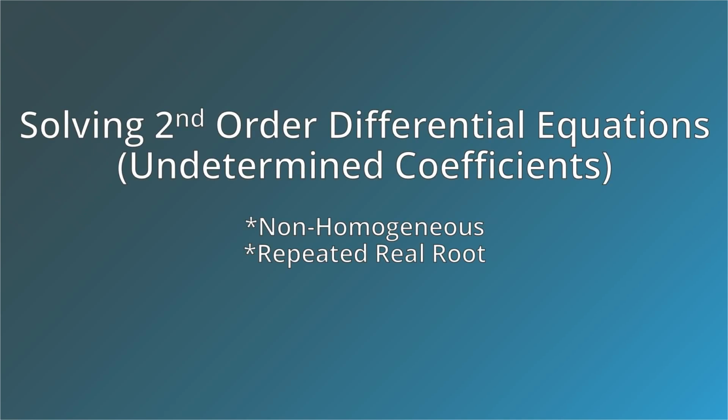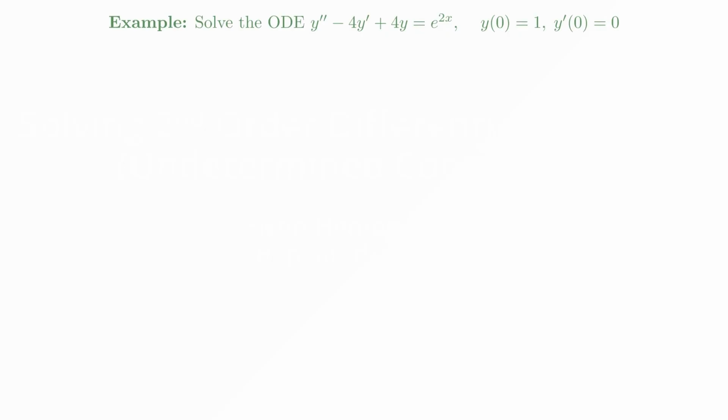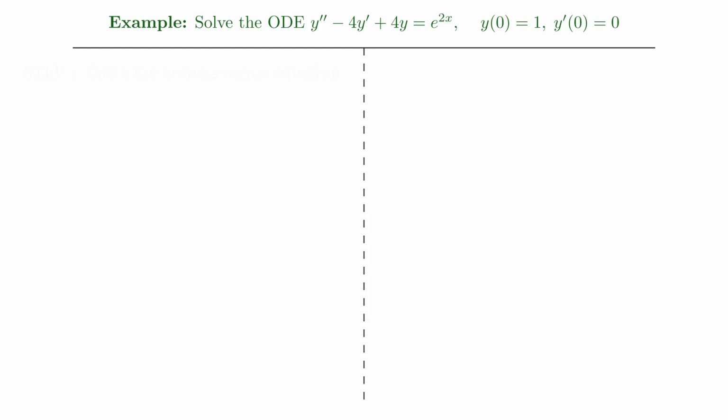In this video, we're solving a second-order differential equation using the method of undetermined coefficients. For this example, we're going to be solving the differential equation y'' - 4y' + 4y = e^(2x), with the initial conditions y(0) = 1 and y'(0) = 0. The first step is to solve the corresponding homogeneous equation.